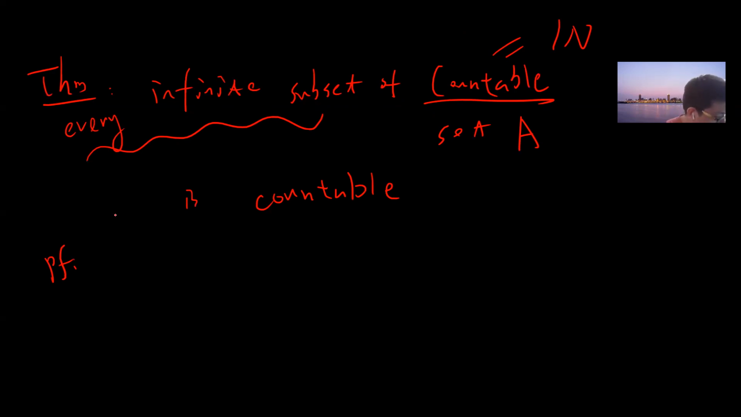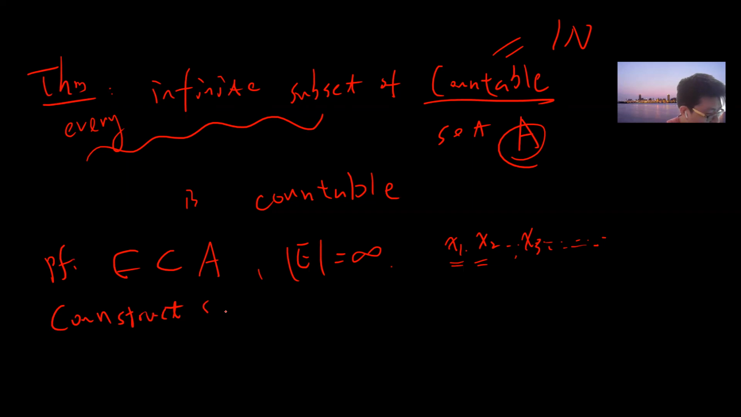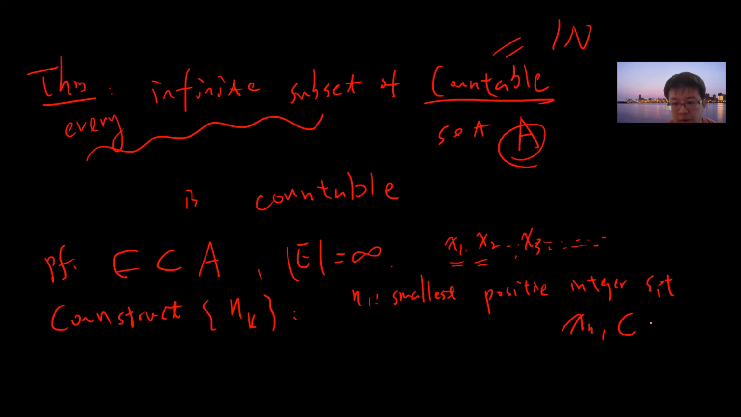You take E, a subset of A, and E is infinite. A is countable, so I can label every element in A as x1, x2, x3, and keep going. Okay, so let me construct a set n_k. I choose n1 to be the smallest positive integer such that x_{n1} belongs to E.